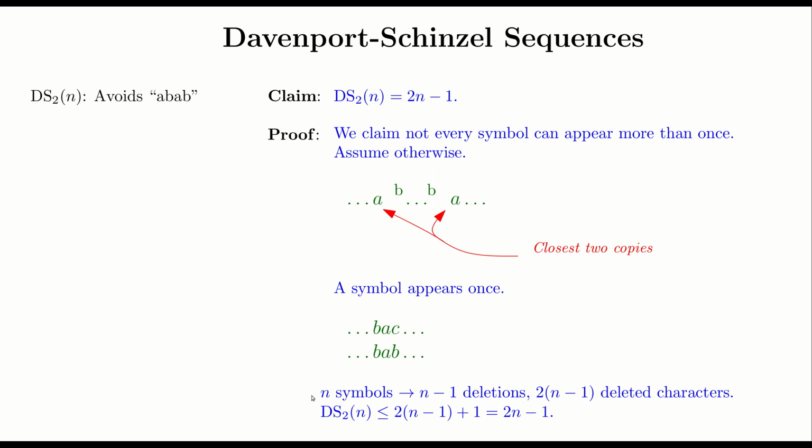Starting with n symbols, each time we can delete one symbol. If we repeat this n minus 1 times, we'll end up with a string that is only made of one symbol. And we know that the maximum length of a sequence with one symbol is 1. So with n minus 1 deletions, we'll be deleting at most 2 times n minus 1 characters, which will take us to a string of size 1, which means the maximum length is at most 2n minus 1 plus 1, which is 2n minus 1.